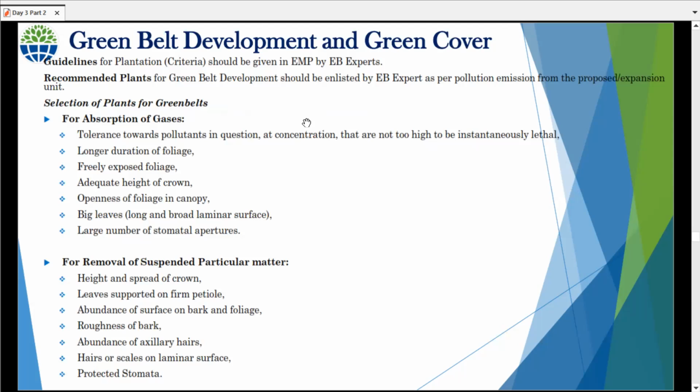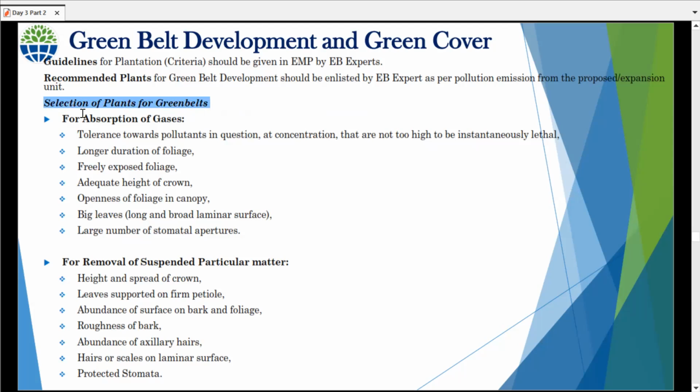Here, under green belt development or green cover, we need to consider these parameters. This means the green belt or plantation criteria should be part of the EMP. It should be given by the EB expert. Recommended plants for the roadside should be different, for the green belt should be different, and for the admin area should be different. So what are the selection criteria for the green belt?